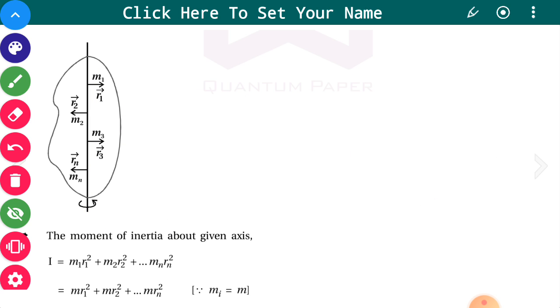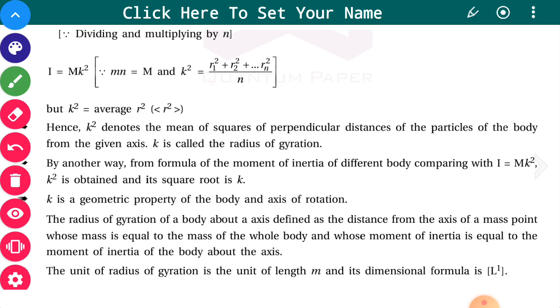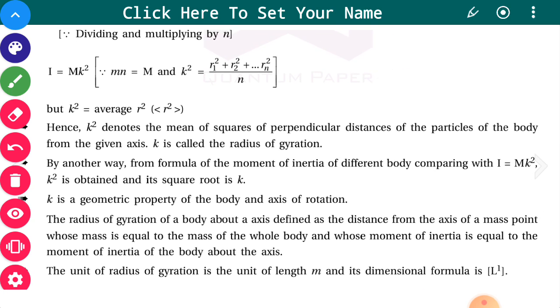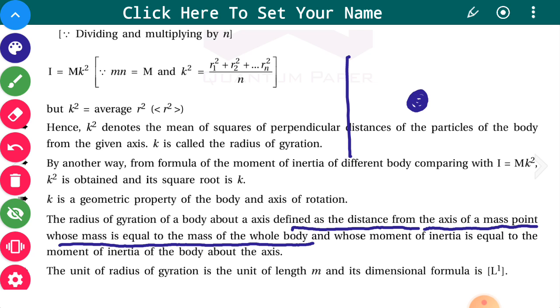So its physical meaning is explained there. The radius of gyration of the body about the axis is defined as the distance from the axis of a mass point whose mass is equal to the mass of the whole body. So this particle which you are putting here has a mass equal to the mass of the whole body, and the moment of inertia of this is also the same as that of our original body.